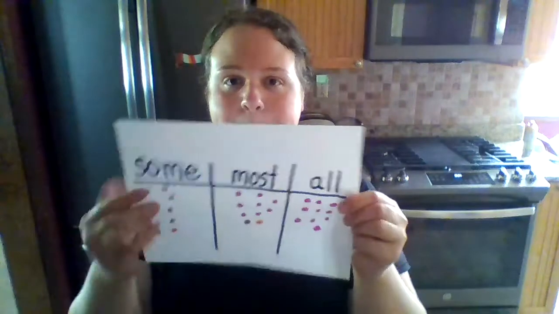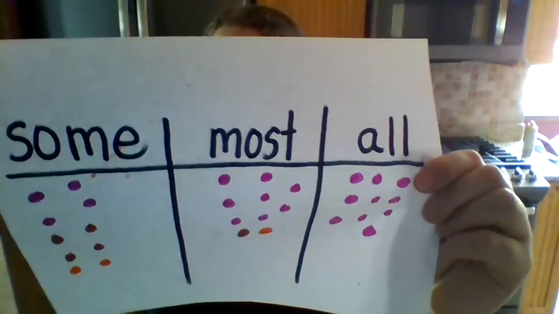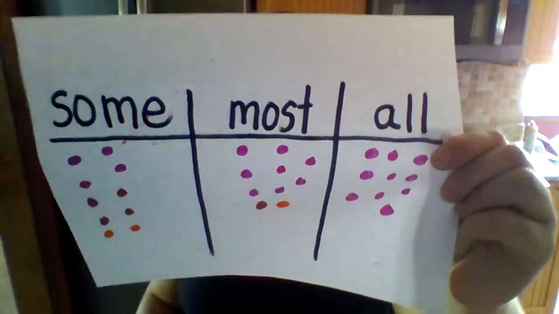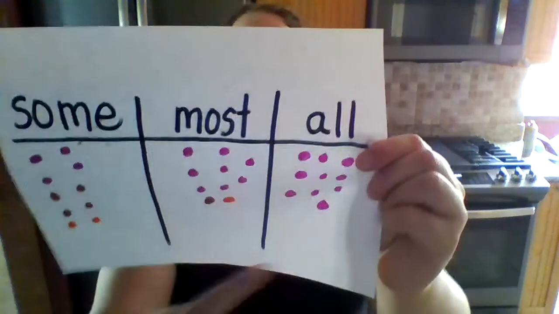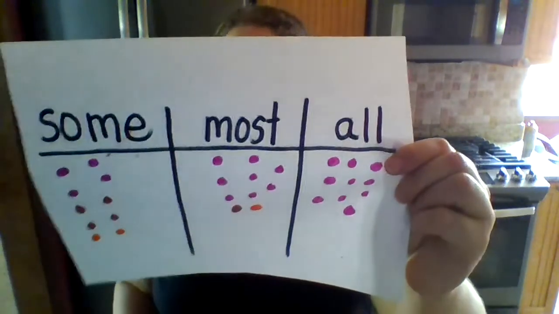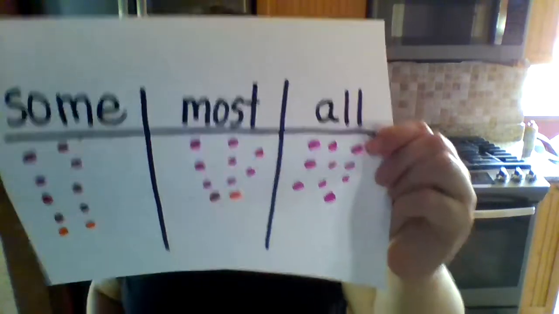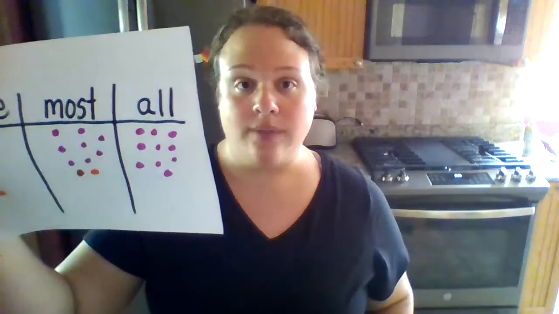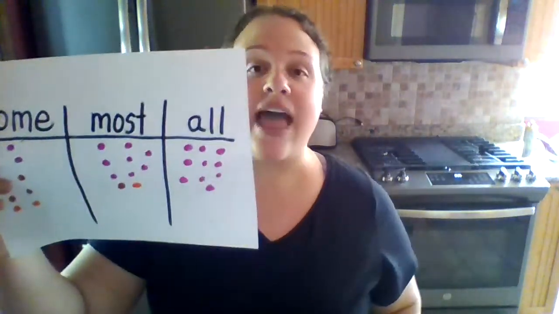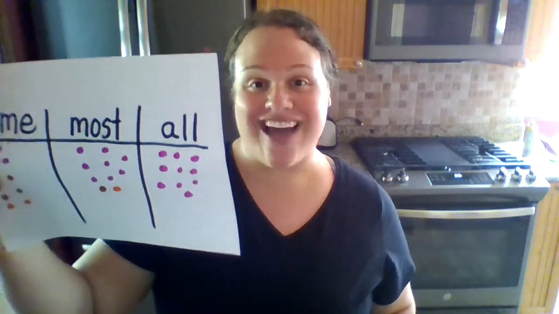Now let's look at most. Out of this one, we have 10 dots. In the 10 dots, we have 8 that are pink. So the majority of them are pink. You have more pinks than anything else. So most of the dots are pink. You have 1 brown and 1 orange. And then when we look at all, we see that every single dot is pink. There are no brown dots and no orange dots.